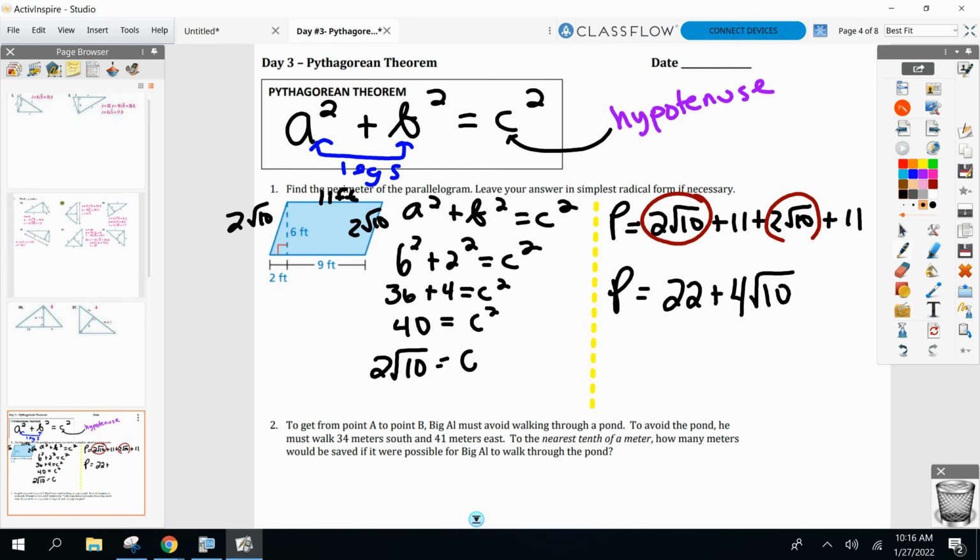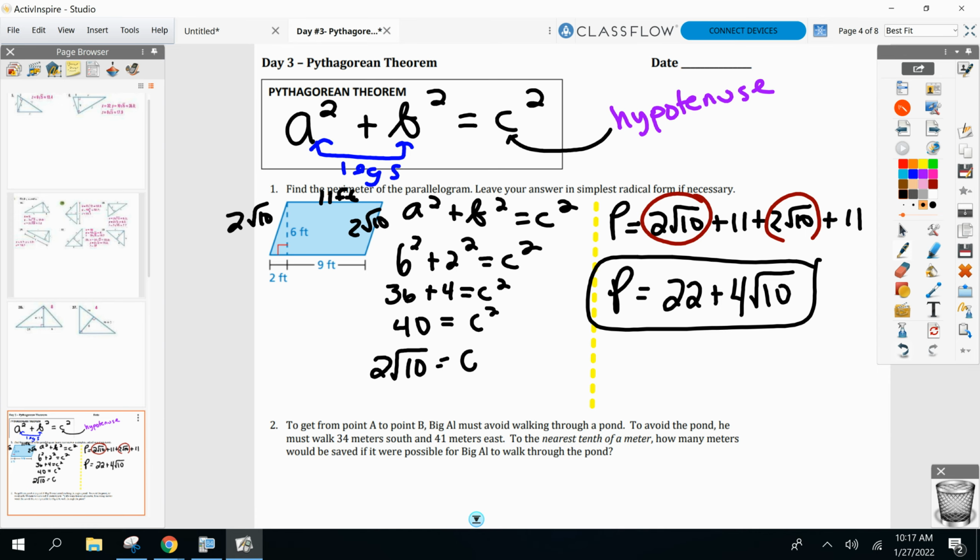22 plus 4 radical 10. Can I combine these two now? No. What's missing from the 22? A radical 10. So you can't combine them? This is it, guys. This is the perimeter. 22 plus 4 radical 10. That's as far as you're going. You can only add and subtract radicals when the number underneath is the same.